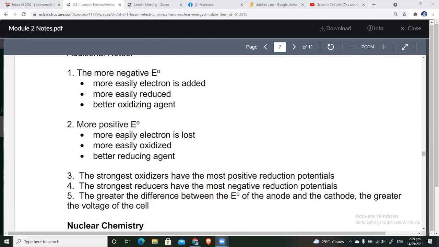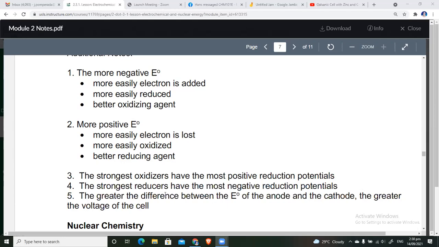Because it becomes more positive, it is more easily oxidized and it's a better reducing agent. For more positive standard electrode potential, the strongest oxidizers have the most positive reduction potential. So stronger oxidizers, those that are responsible for the oxidation of the other metals in solution, have the most positive reduction potential. The strongest reducers naman have the most negative reduction potentials. Ang reducers, most negative reduction potentials.